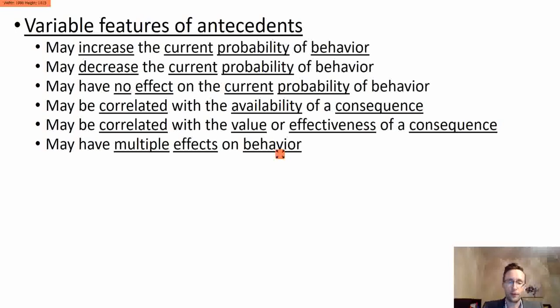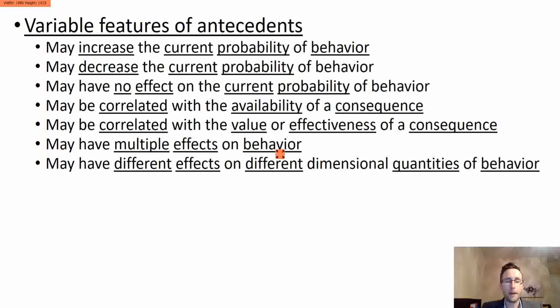Alright, so a given antecedent stimulus may increase or decrease the current probability of behavior with respect to operant behavior, but also it may have an eliciting effect on reflex responses. They may have different effects on different dimensional quantities of behavior. So the same antecedent may momentarily increase the rate of a behavior and momentarily decrease the duration of the behavior. They may be operant or respondent.